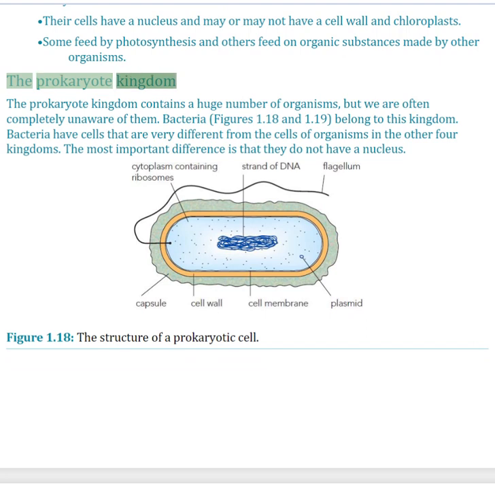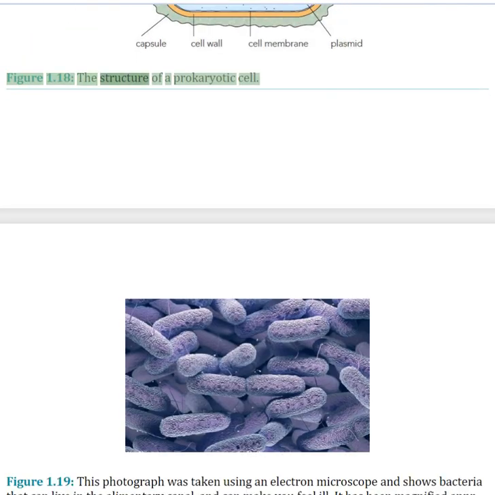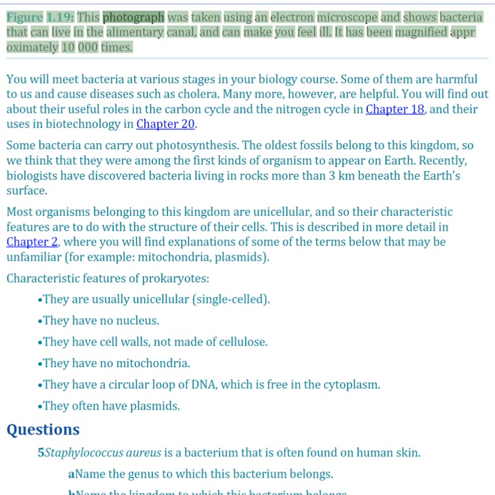The prokaryote kingdom. The prokaryote kingdom contains a huge number of organisms, but we are often completely unaware of them. Bacteria belong to this kingdom. Bacteria have cells that are very different from the cells of organisms in the other four kingdoms. The most important difference is that they do not have a nucleus. Figure 1.18. The structure of a prokaryotic cell. Figure 1.19. This photograph was taken using an electron microscope and shows bacteria that can live in the alimentary canal and can make you feel ill. It has been magnified approximately 10,000 times.